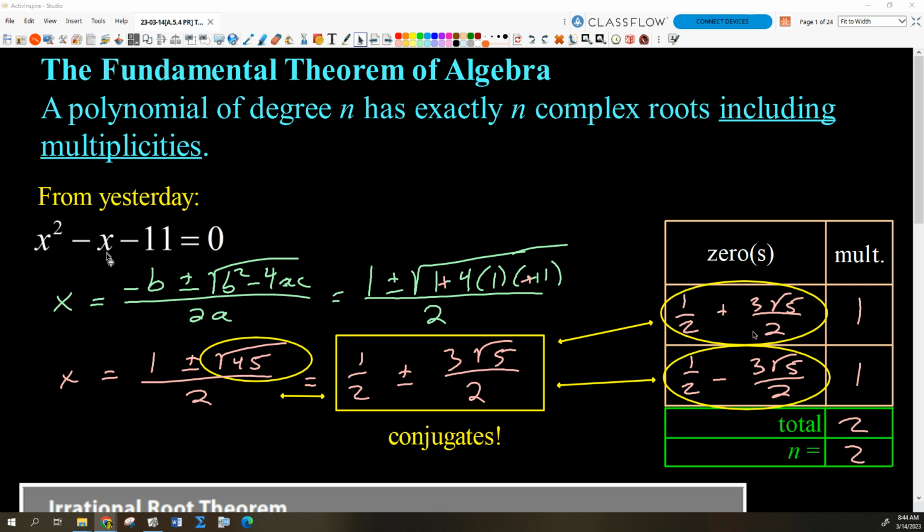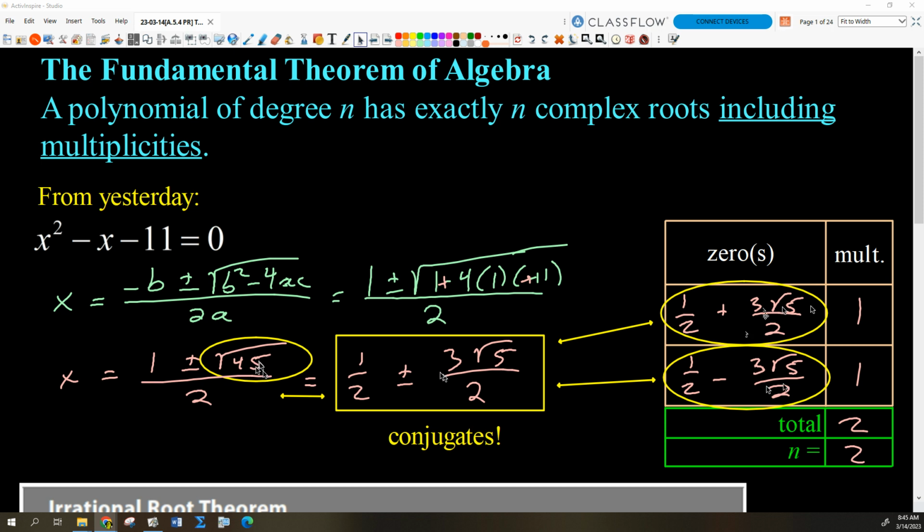We ended up getting answers that looked like conjugates, didn't they? Everybody see that? I've got 1/2 is the first term, and then the second term is 3 square root of 5 over 2. It's plus in one case and minus in the other, right? So those look just like conjugates. Why did that happen? Well, when we used the quadratic formula, we got a number inside the square root. So the radicand was not a perfect square. So we were stuck with square roots in our answer, right?